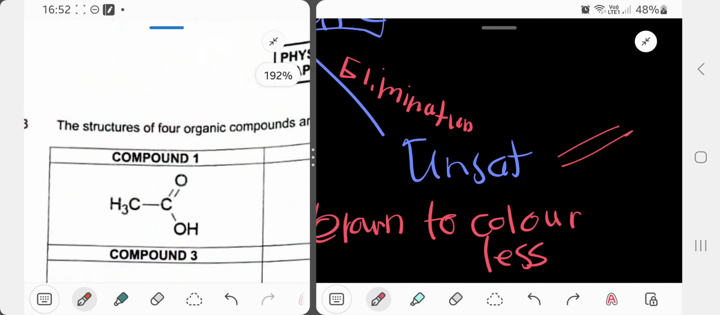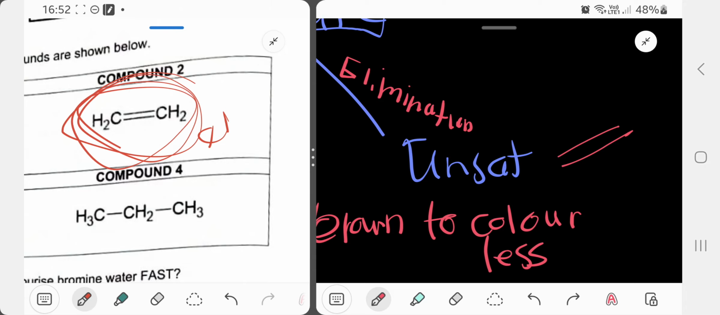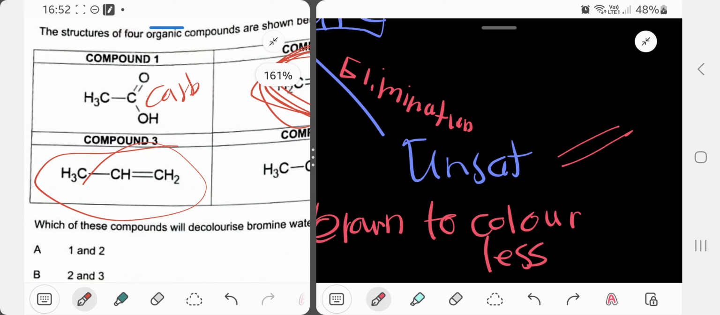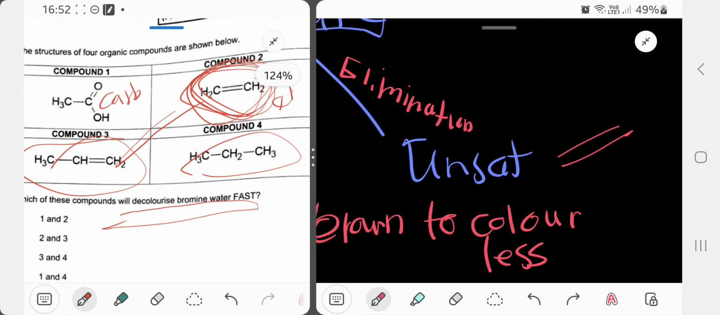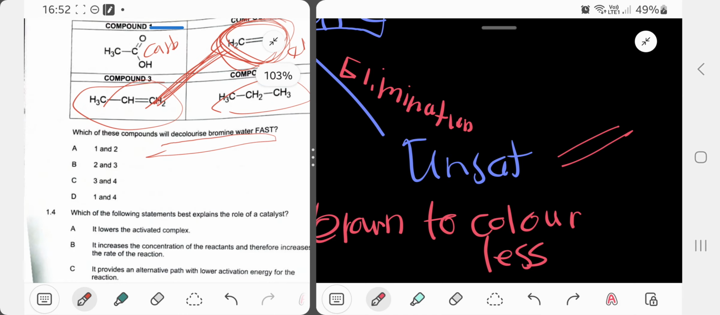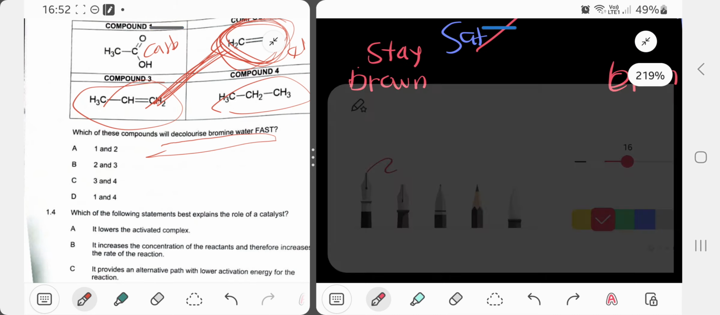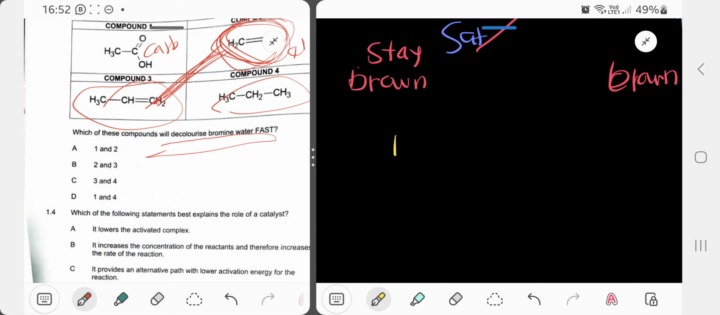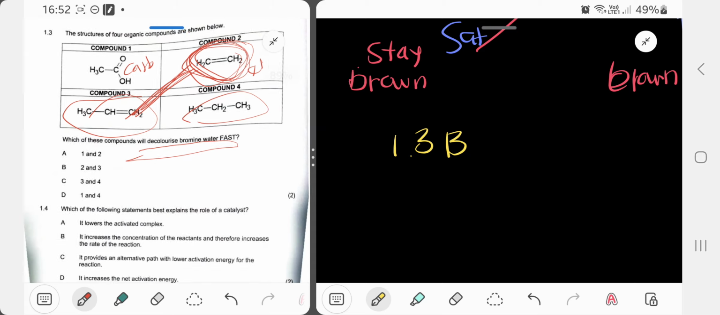So now we can see that this is compound 1. Compound 1 is a carboxylic acid. And then this one is an alkene, right? So this is the one that we need to watch out for. And then this one is also an alkene as well. So this one is just an alkane. But it says which of these compounds will decolorize bromine water fast? So it has to be 2 and 3 because these are the ones that are unsaturated. Hope you understand why I chose this option. So we are saying it's 1.3. The answer can be B. Okay, that's what I see.